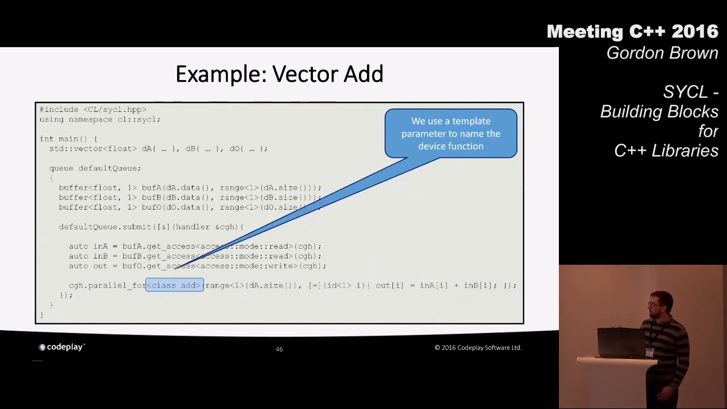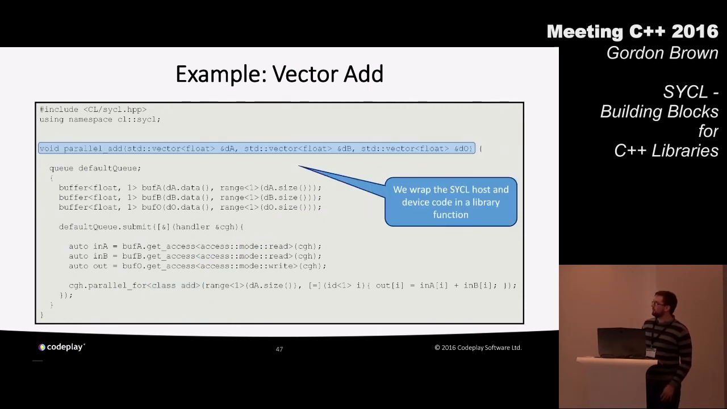One thing you'll notice is that the parallel for has a template parameter there. The reason for this will become clear later on, but sometimes it's important for the SYCL runtime and the user to be able to identify a device function. Now, if your device function is a functor, then that's simply the name of the functor, but if it's a lambda, you need to provide a name for it, and that's what that's for.